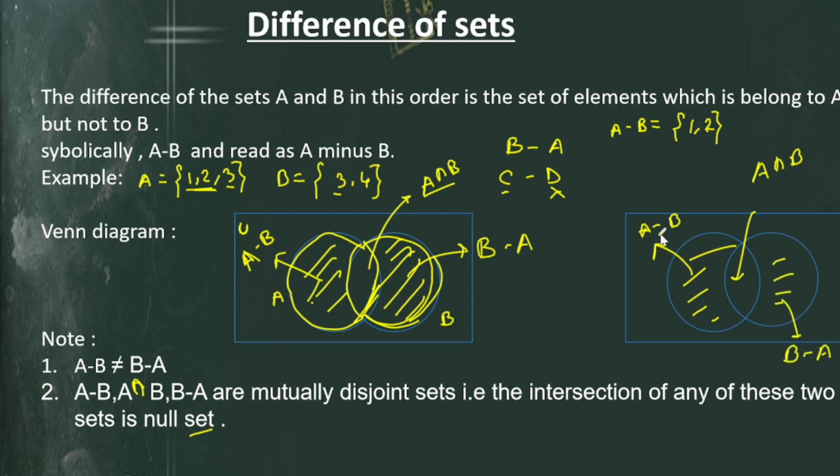If we take A minus B and A intersection B, is there any common element? No, there is no common element, so the intersection is the null set. This one and this one, if I take the intersection, no common element. This one and this one, no common element. That's why they are mutually disjoint sets. Clear?